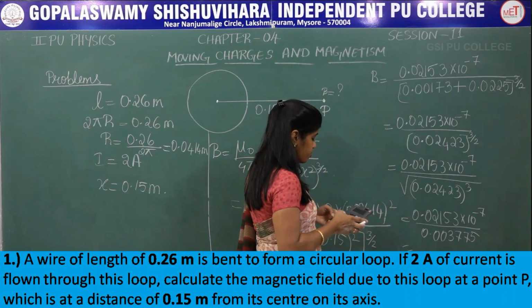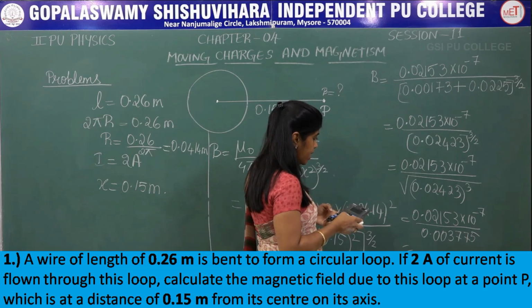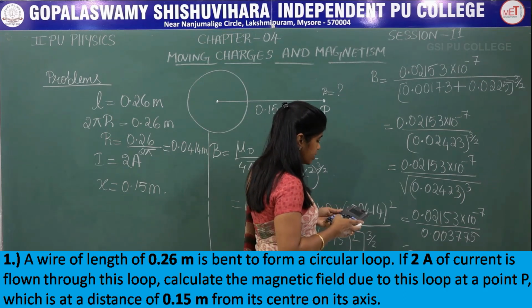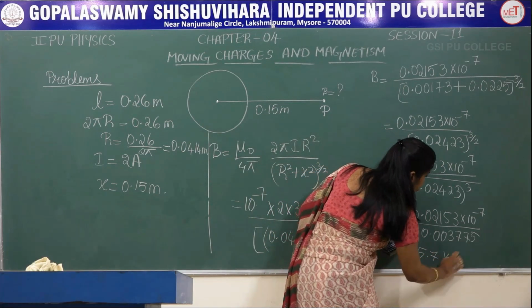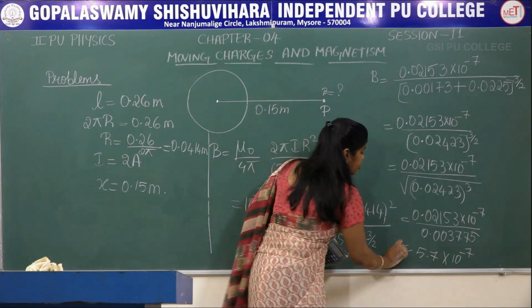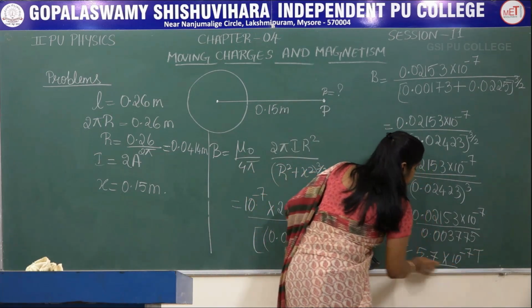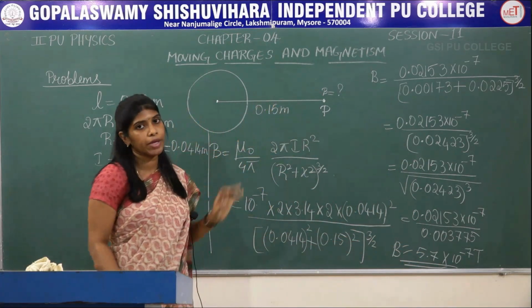Now divide the numerator by the denominator, 0.02153 divided by 0.003775, which is equal to 5.7 into 10 power minus 7, and the unit for the magnetic field is Tesla. So this is the value of the magnetic field at the point P.